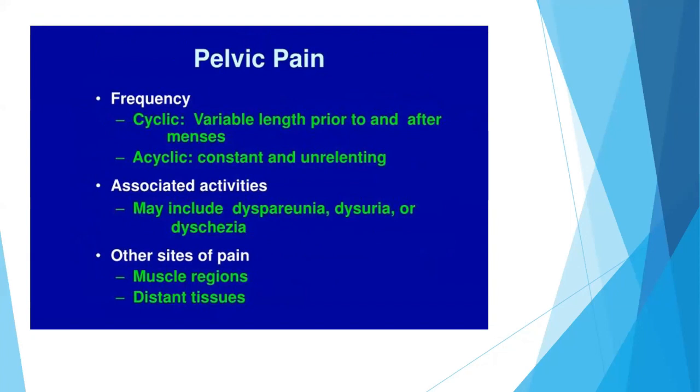Pelvic pain is the most common feature. It is cyclic, of variable length, prior to and after the menses. If it is acyclic, then it is constant and unrelenting. It may be associated with other symptoms like dyspareunia, dysuria, or dyschezia. You can remember this by the 4 Ds: dyspareunia, dysuria, dysphagia, and dysmenorrhea. Other sites of pain include muscle regions and distant tissues.